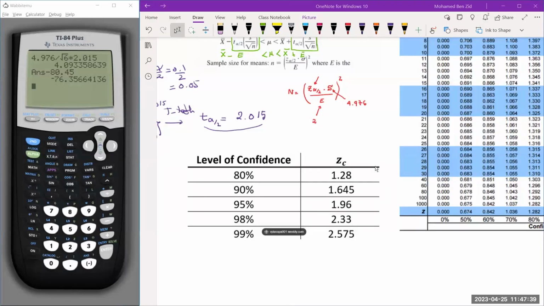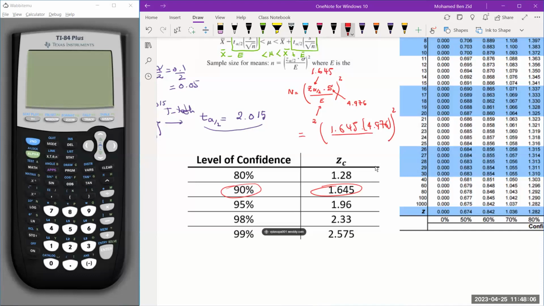All right. So in order to make it easier for you guys, please have this confidence interval table. The 90% is 1.645 whenever you are dealing with a confidence interval. So this is 1.645, right? And that's all. You plug it in, so you're going to have 1.645 times 4.976, divide by 2 and then square it, right? All right, so let's try to do it.